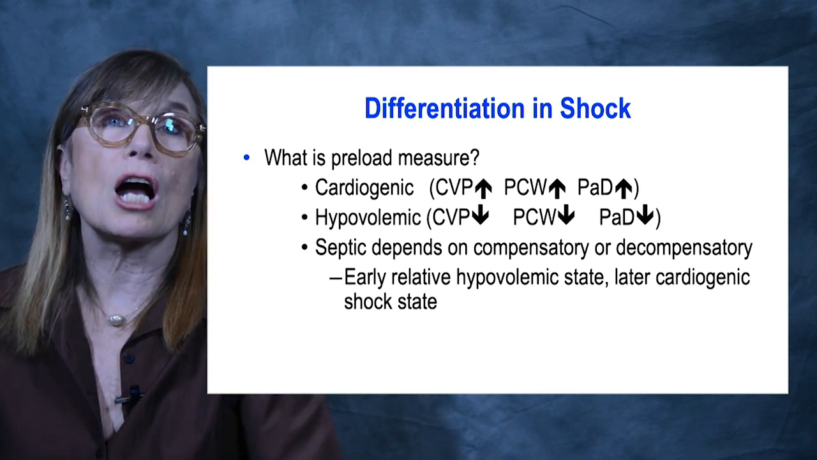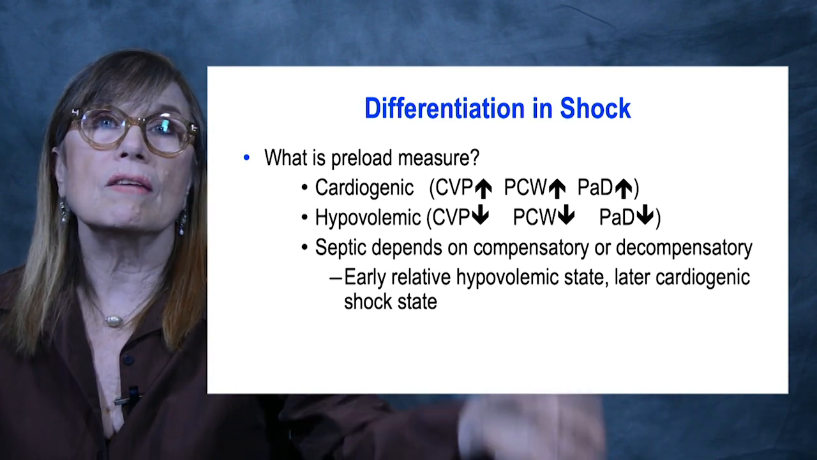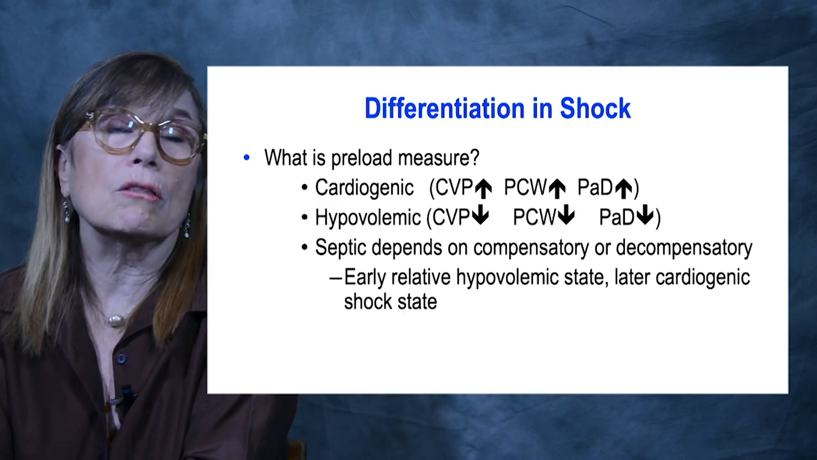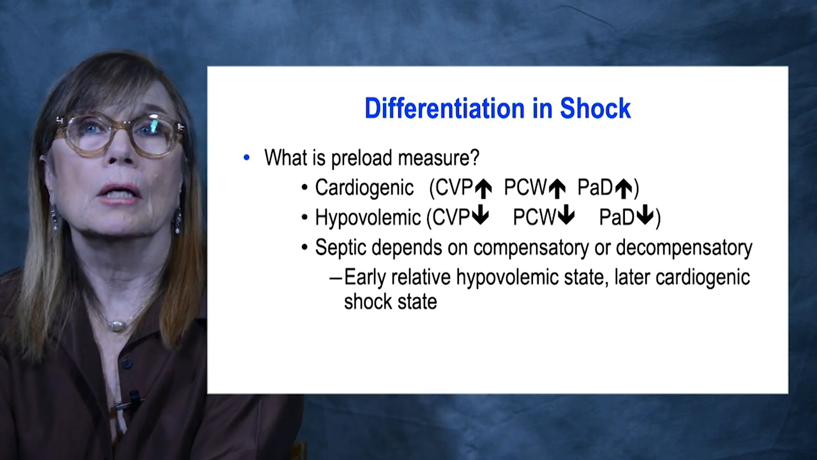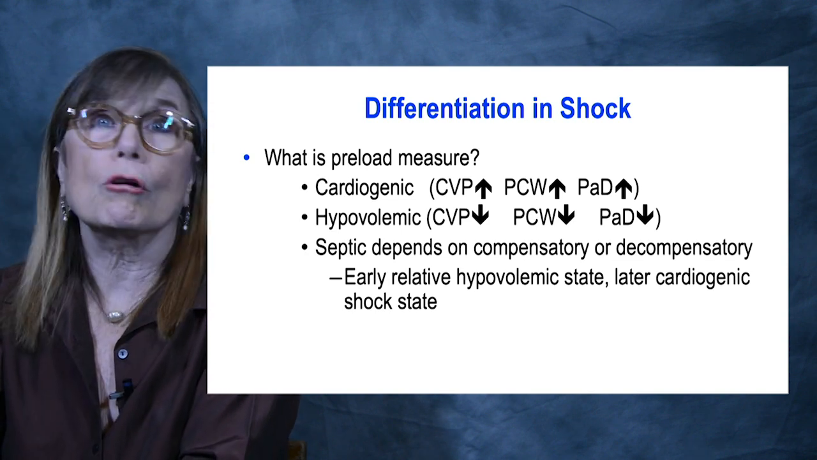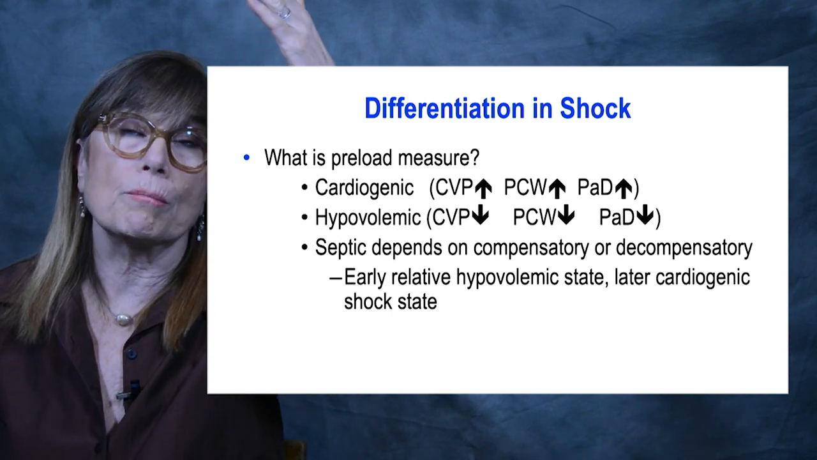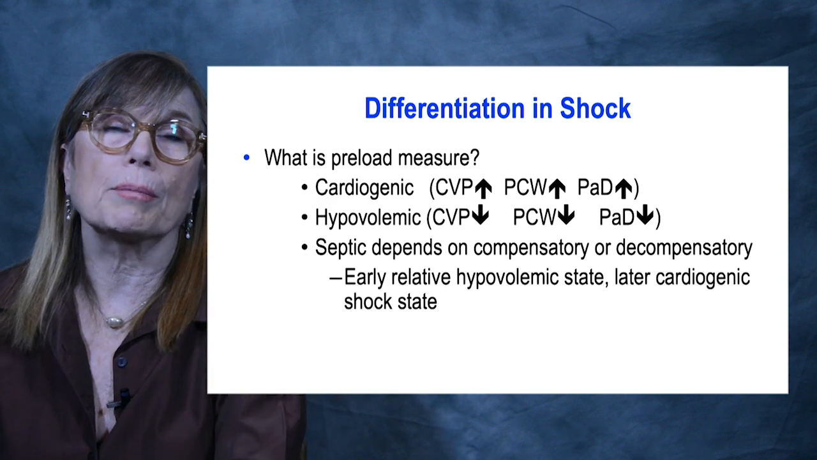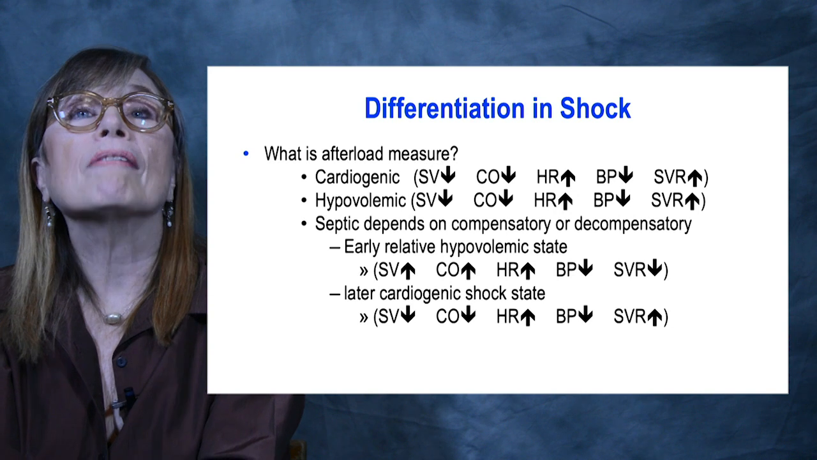In cardiogenic shock, CVP, wedge, PAD are up. In hypovolemic shock, CVP, wedge, PAD are down. And in septic shock, it depends on what state they're in. In their early stage, they look like they have hypovolemia, and in their later stage, they have cardiogenic shock. So depending on where your patient is in their sepsis continuum will determine whether CVP, wedge, and PAD are up or down. Typically early, everything is down. Typically later, everything is up in terms of preload. The afterload measure.